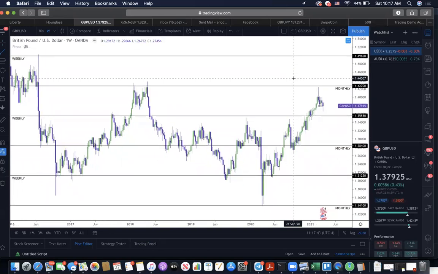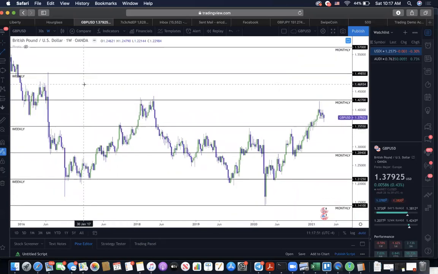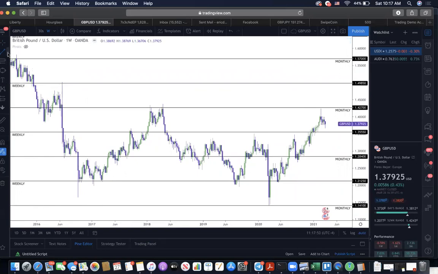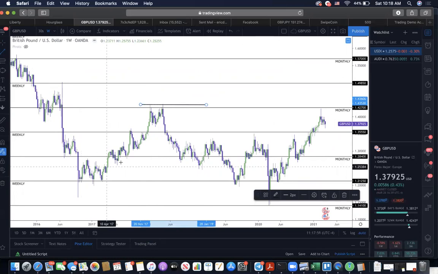And I believe this GU is just pulling back to continue to go higher. The reason why is because we have these highs up here that have never been cleared. So people that were shorting in 2018 are currently still in profit.